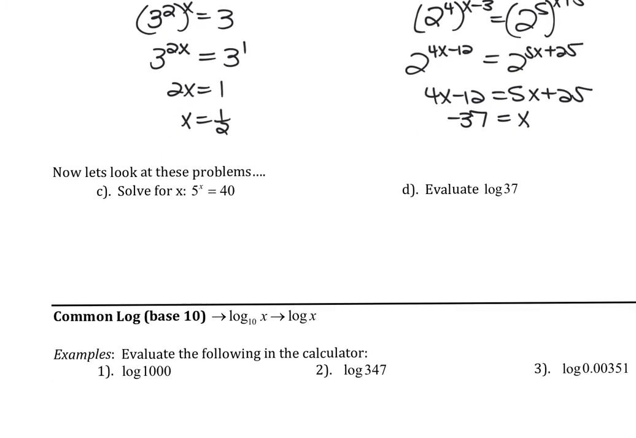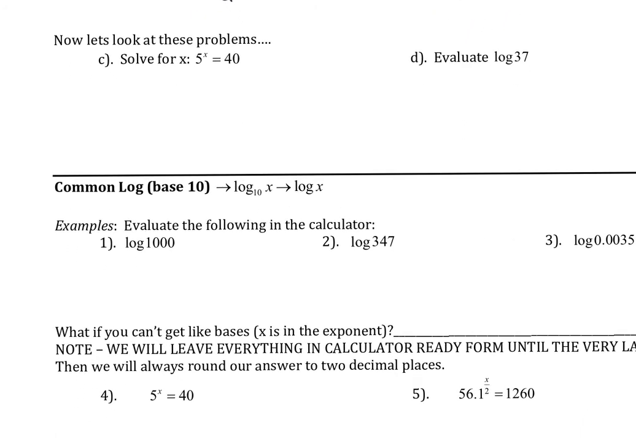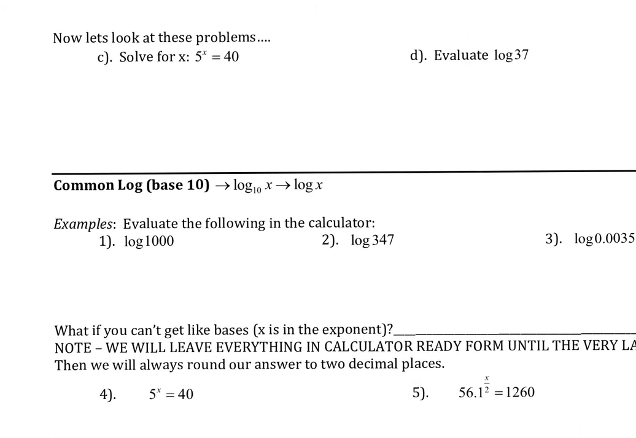Now take a look at the next two. If I ask you to do something similar for C, it says solve for x when 5 to the x power is equal to 40. I don't know how to get 5 and 40 to be like bases. The left side is already factored. The right side, 40, can't be broken down to powers of 5. And so I'm not really sure how to do this problem.